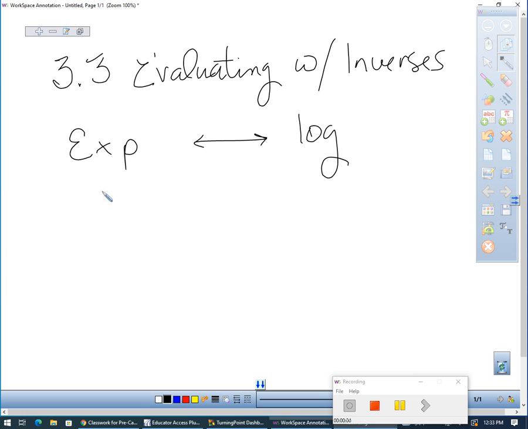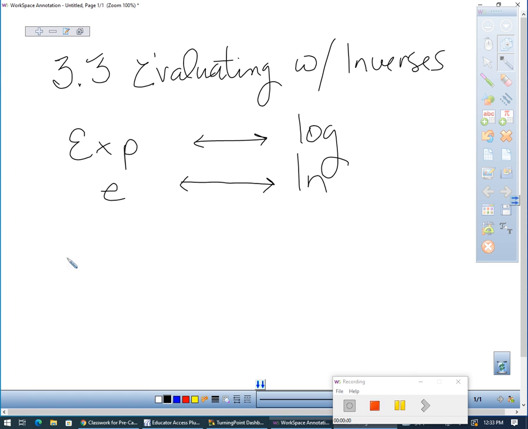If we have something that is just e, or its inverse, we can change that into a natural log. And if I have something in a natural log, we can change it into e. They go back and forth, right? Okay, so let's start with our exponential.